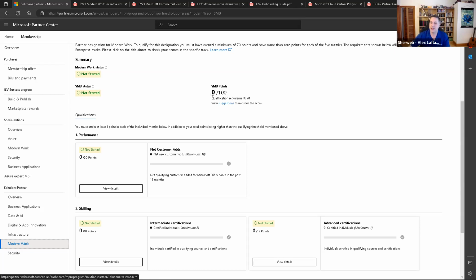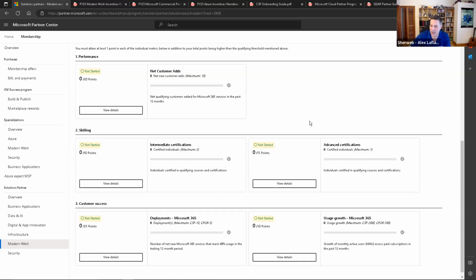If you'll notice, it's a scale out of 100 points. The minimum to attain it is 70 points. The other criterion is that you have to have at least 1 point in each of the categories, on top of the 70-point total. So once you add all of your customers, you wait to see the dust settle.